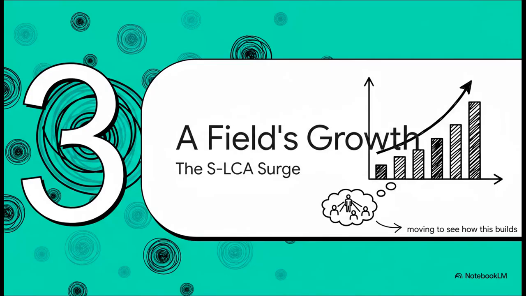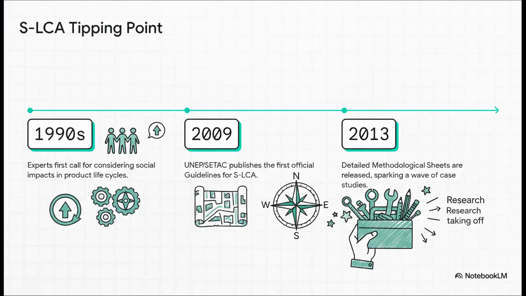Now, this whole idea has actually been floating around since the 90s, but for the longest time, it was a pretty niche concept. Then, a couple of key things happened that caused the field to just explode. Let's take a look at the timeline. The real game changer was 2009. That's when the United Nations Environment Program released the first official guidelines that basically gave researchers a map.